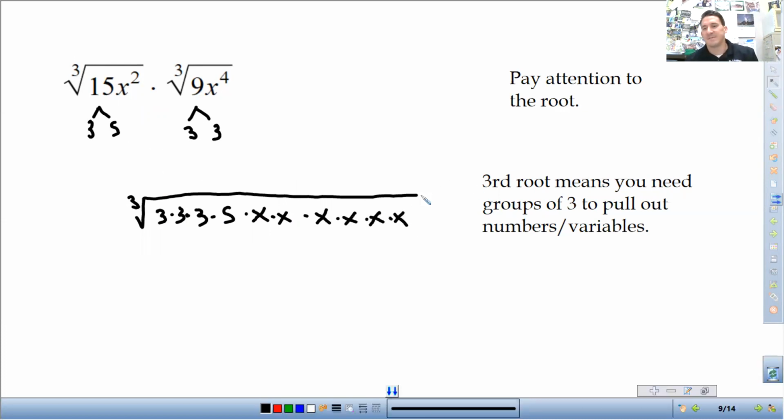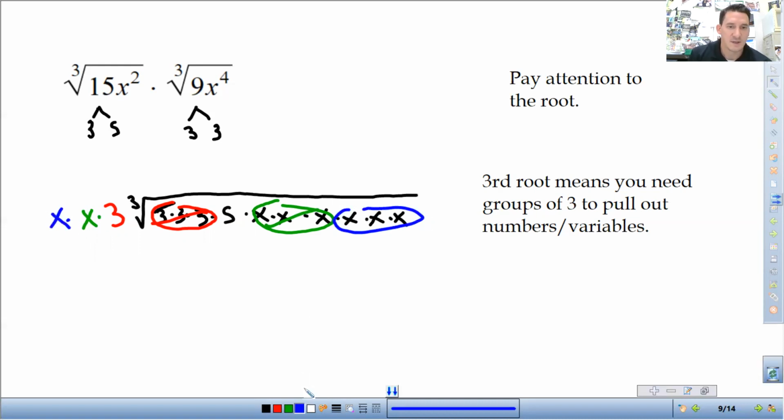So this time, because I'm not doing a square root, I'm doing a cube root, instead of pairs, I need to look for groups of 3. The root tells us how many I need to pull out. So for every group of 3, I have a group of 3 3s. For every group of 3, I put one on the outside, cross it out. Then I have 3 x's here, one on the outside, cross it out, and then another 3 x's. So looking for groups of 3s. So I get 3x squared, and then the cube root, and 5 is left over.